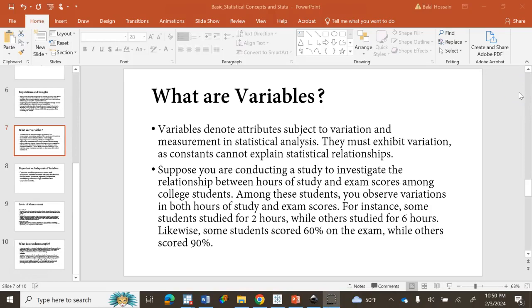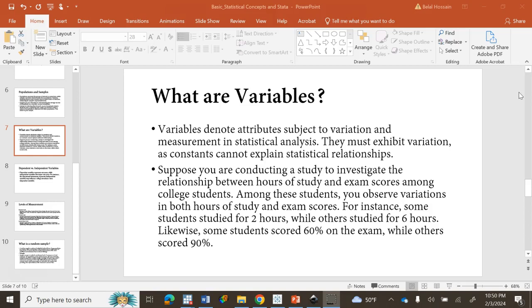Variables denote attributes subject to variation and measurement in statistical analysis. They must exhibit variation, as constants cannot explain statistical relationships. So the number one requirement is that it has to vary, and it must not be constant, which a constant does not do. So let me give you an example.